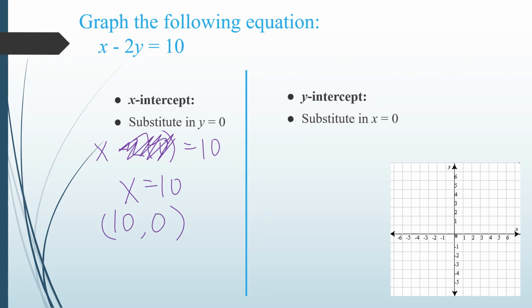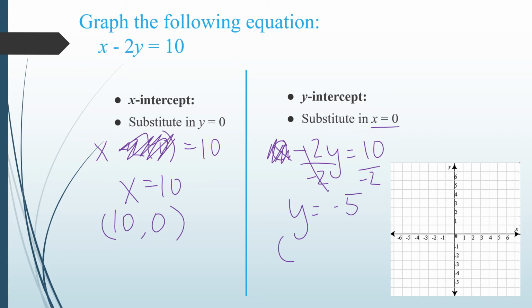If I find my y-intercept, I'm going to take my equation, x minus 2y equals 10, and I'm going to plug in 0 for x. I'm finding the y-intercept, so the x is just out of the picture. So if I plug in 0 here, that's gone. And then I divide by negative 2 to find my y value, my y-intercept, so y equals negative 5. So my ordered pair would be (0, negative 5).